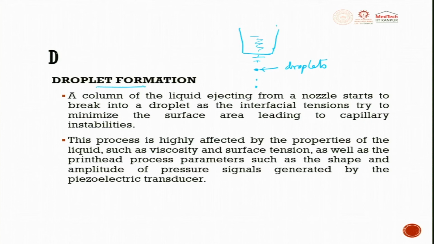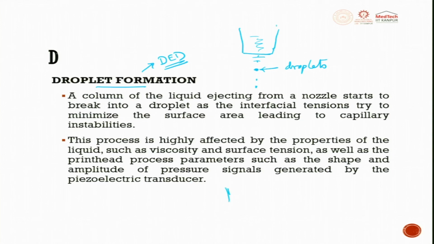Droplet formation is very important in the process of DED, where it can be a wire or a powder which is put in for melting. This process is highly affected by the properties of the liquid, such as viscosity and surface tension, as well as the print head process parameters, such as the shape and the amplitude of the pressure signals generated by the piezoelectric transducer, which plays an important role in droplet formation.